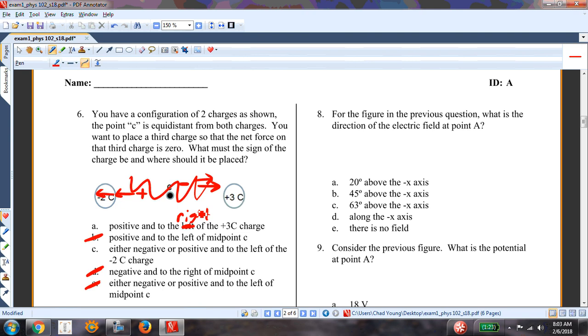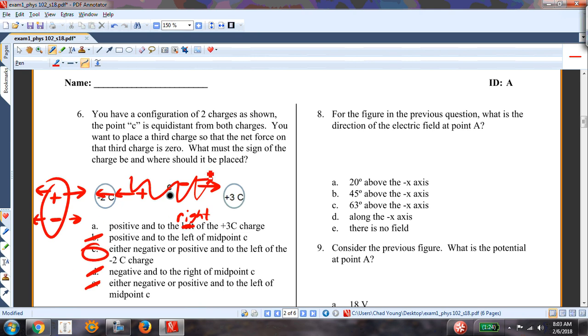So where can I put, let's imagine, what if I put a charge over here? First, let's just imagine a positive charge. It will feel attracted to the -2 and repelled from the +3. And because it's further away from the bigger charge, there is a point over here where there are equal but opposite forces. So let's imagine now what if I had a negative charge? Well, it would feel repelled from the -2 and attracted to the +3. So I can have either a plus or minus to the left of the -2 charge, and so it's that one.